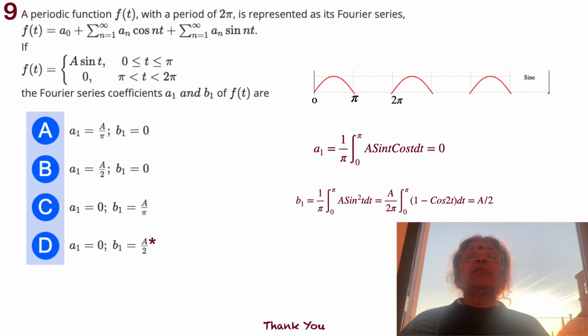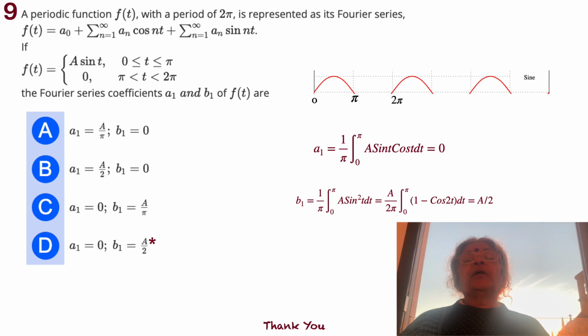Only here we are finding the coefficients. We are just guessing in most cases, or trying to use our intuitive understanding. Okay, the ninth problem: a periodic function f(t) with a period of 2 pi is represented as its Fourier series. f(t) is equal to a0 plus the sum from n equal to 1, as usual, this is the normal representation of a Fourier series expansion for a periodic function f(t).